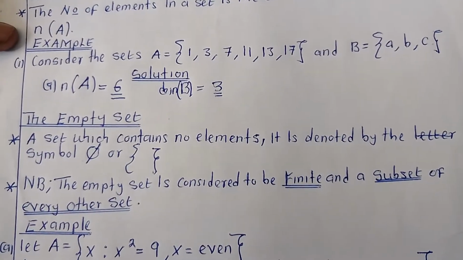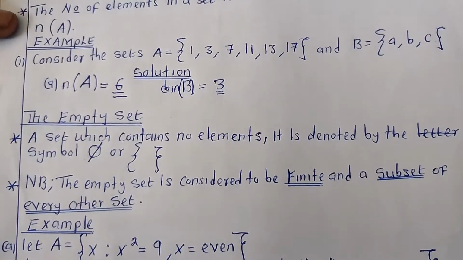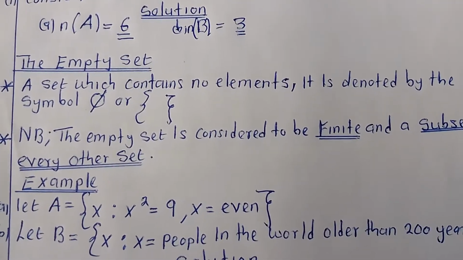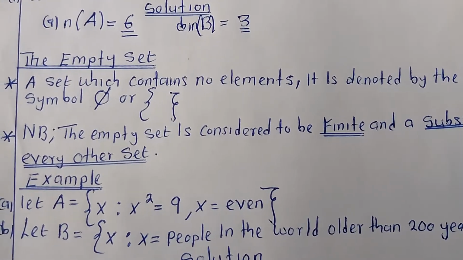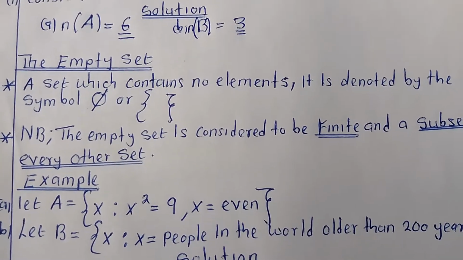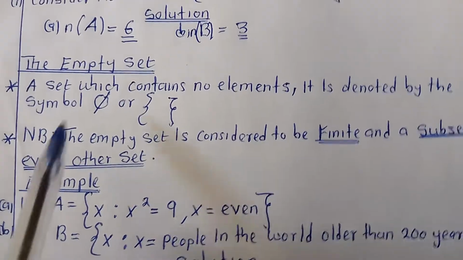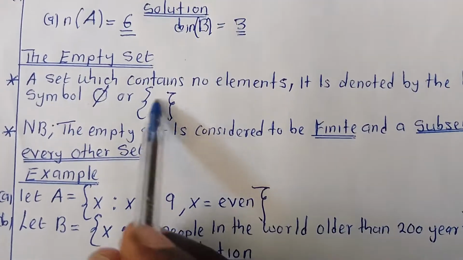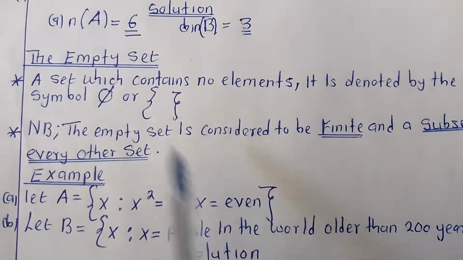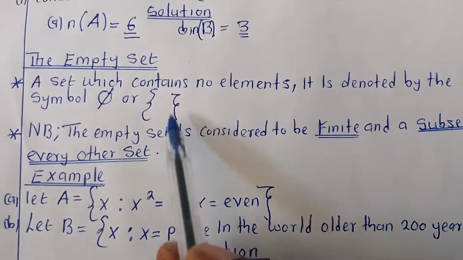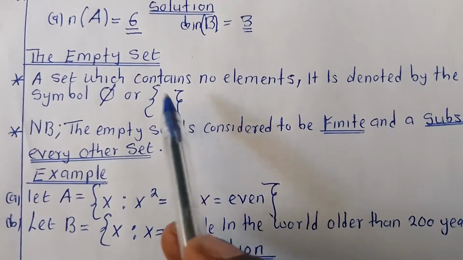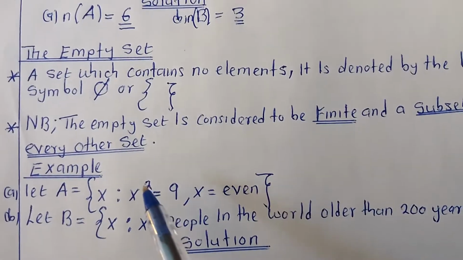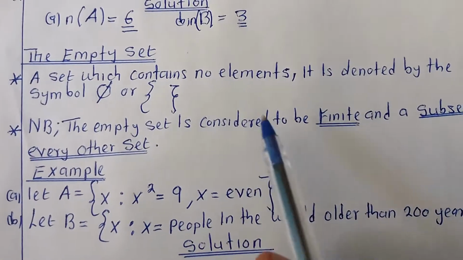Now, from the term empty, we know that we are simply dealing with a set that has no defined elements inside. A set which contains no elements is denoted by this symbol, or you may simply write brackets with nothing inside. This is simply an empty set. You are simply showing someone that there is nothing in this set. Therefore, it is an empty set.